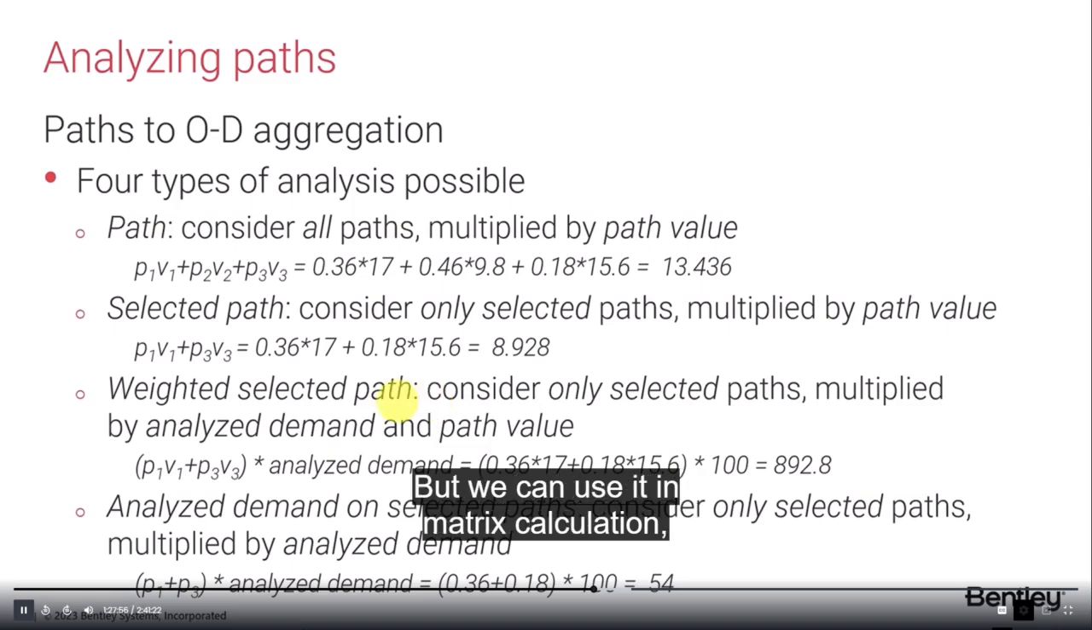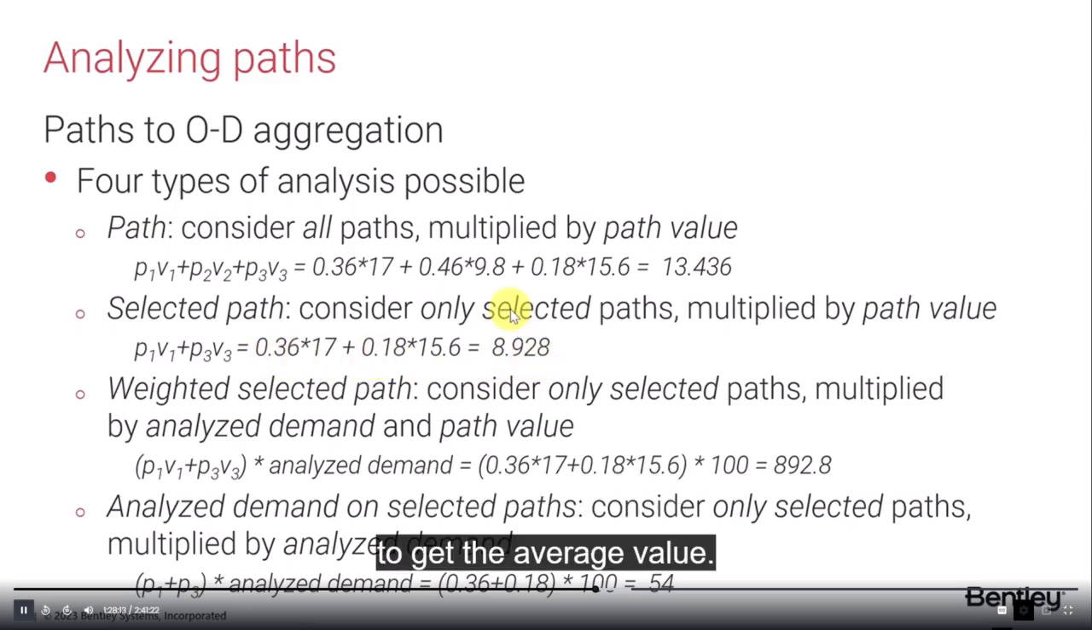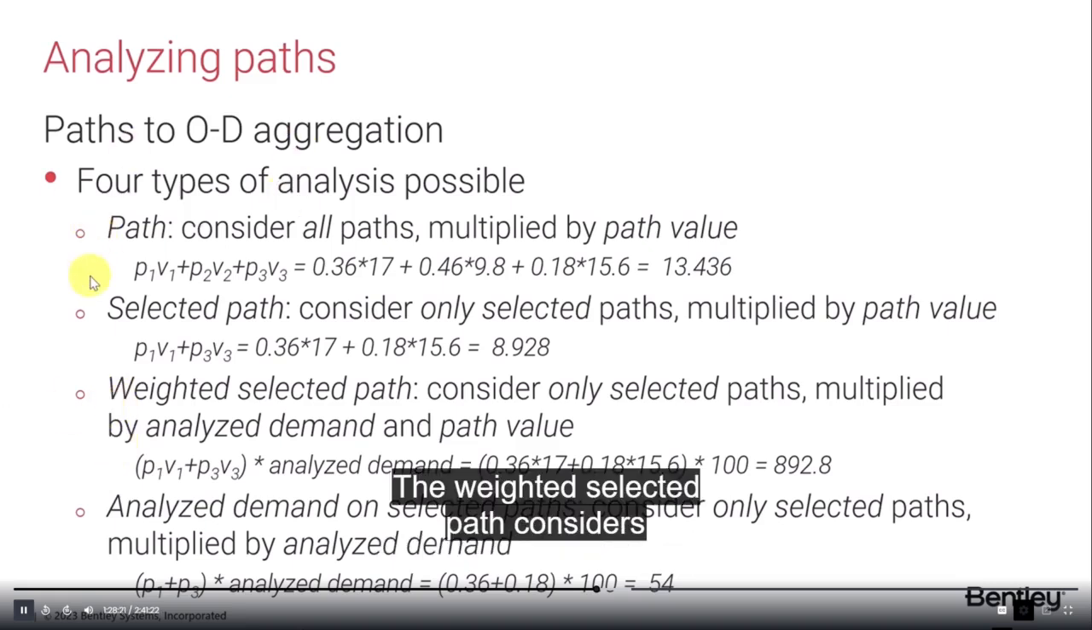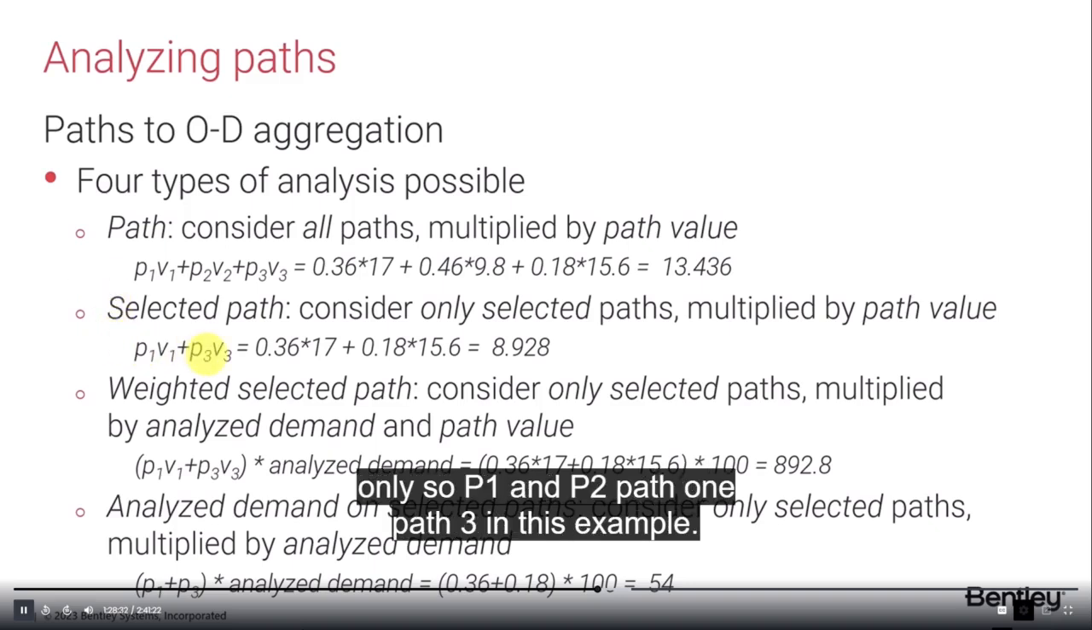But we can use it in matrix calculation, for instance, to obtain the average distance on paths greater than 10 kilometers. So we would have to take this result and divide it by the sum of 0.36 plus 0.18 to get the average value. The next analysis, the weighted selected path, considers only the selected paths multiplied by the analyzed demand and the path value. It gives the sum for selected paths only, so P1 and P3 in this example.